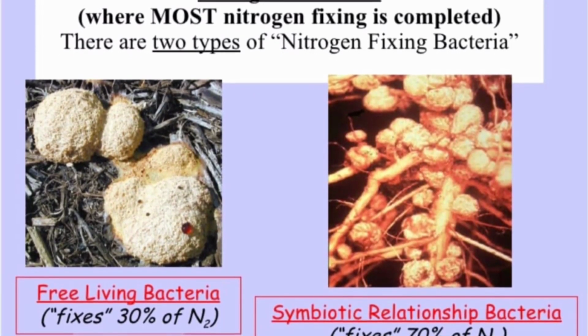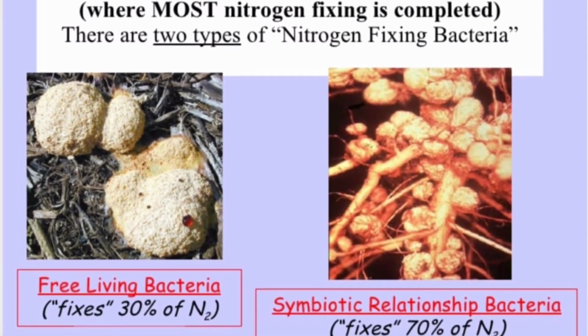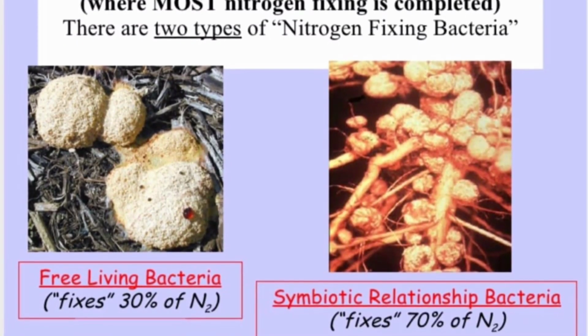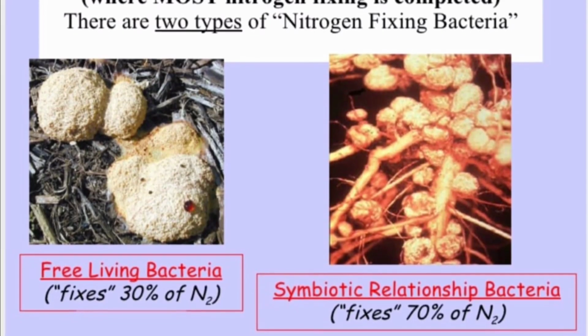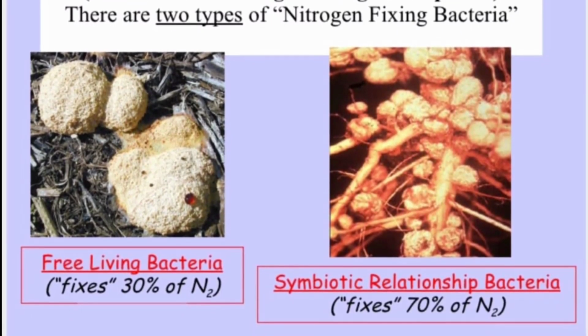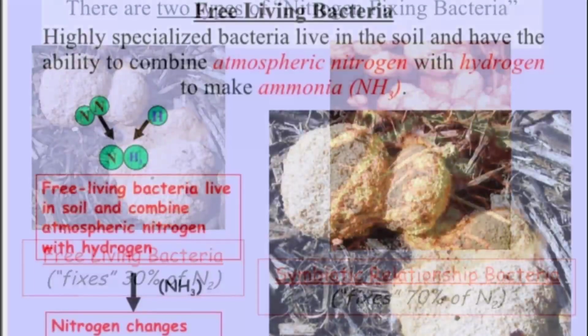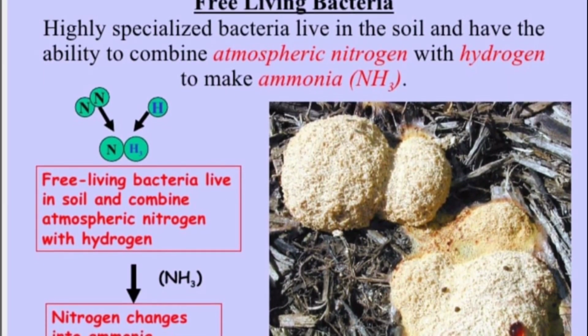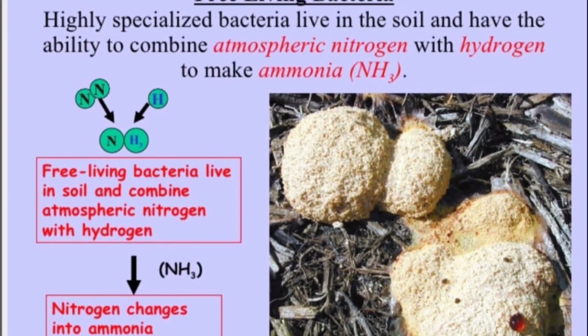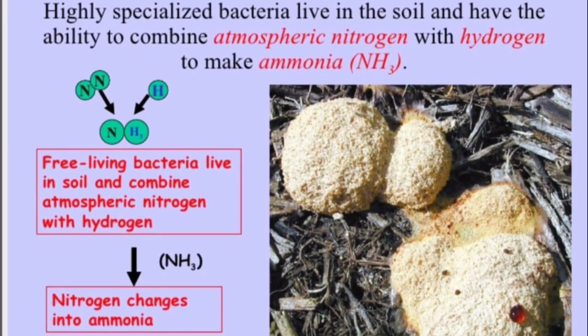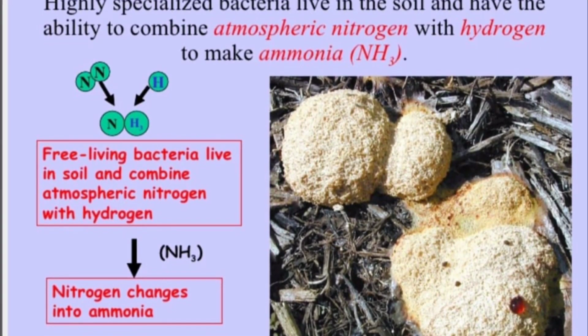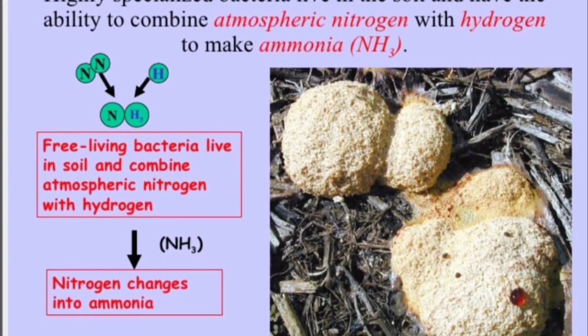Free-living bacteria that fix up to 30% of nitrogen, then symbiotic relationship bacteria that fix 70% of nitrogen fixation. Free-living bacteria are highly specialized bacteria that live in the soil and have the ability to combine atmospheric nitrogen with hydrogen to make ammonia.